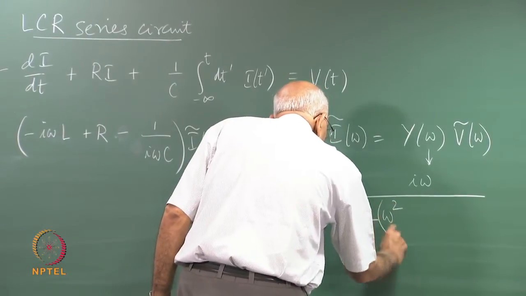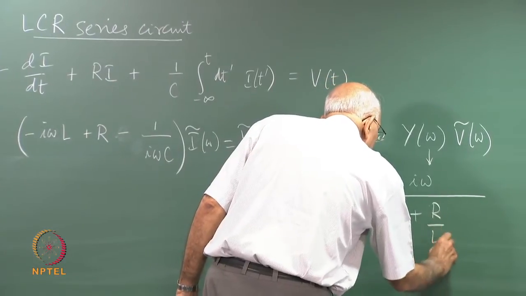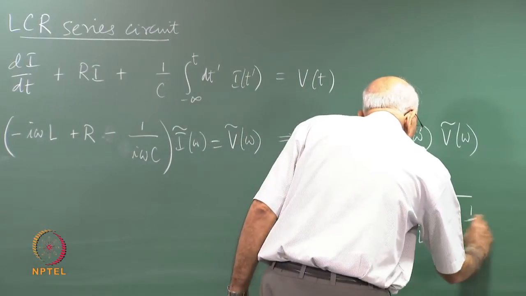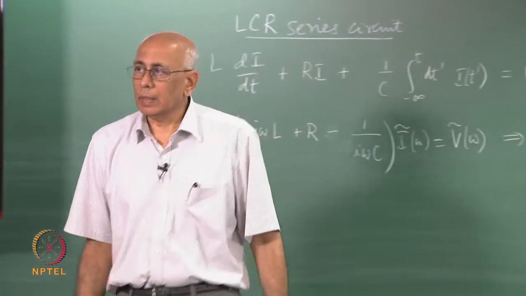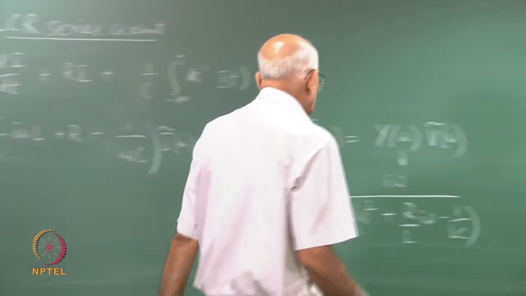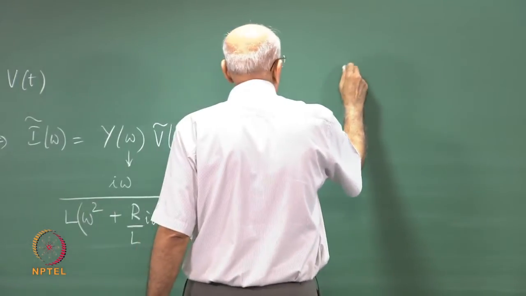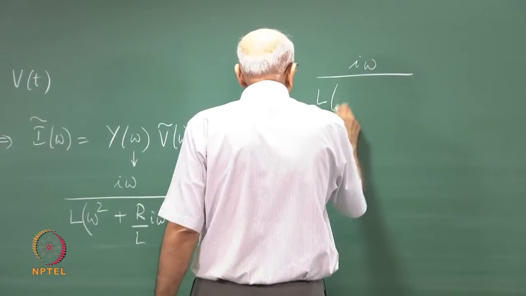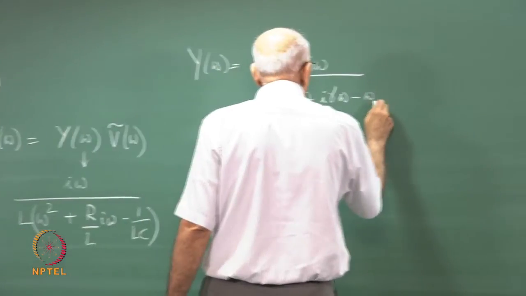I take out an L plus R over L, I omega minus 1 over L C, which is the standard admittance for an LCR circuit. Okay. So, rewriting this, we therefore have y of omega equal to I omega divided by L times, that is the inertia term, omega squared plus I gamma omega minus omega naught squared.